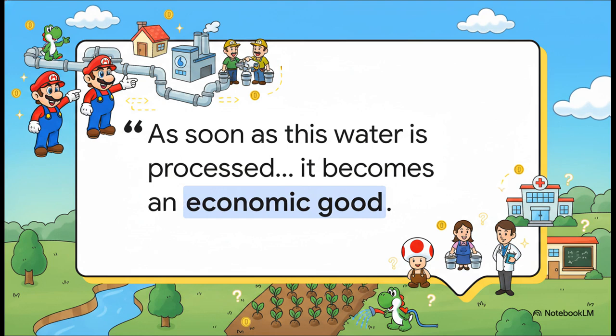But wait, here is the trap that catches so many people out. The very second someone uses pipes or filters or human labor to process that river water and bring it safely into your kitchen sink or pump it out into a field for irrigation, boom, it instantly transforms into an economic good. Why? Because the resources used to pipe that water could have been used somewhere else, meaning there is now an opportunity cost involved. So even if your government provides you with quote-unquote free medicines or free public education, in the strict economic sense, those are still economic goods.